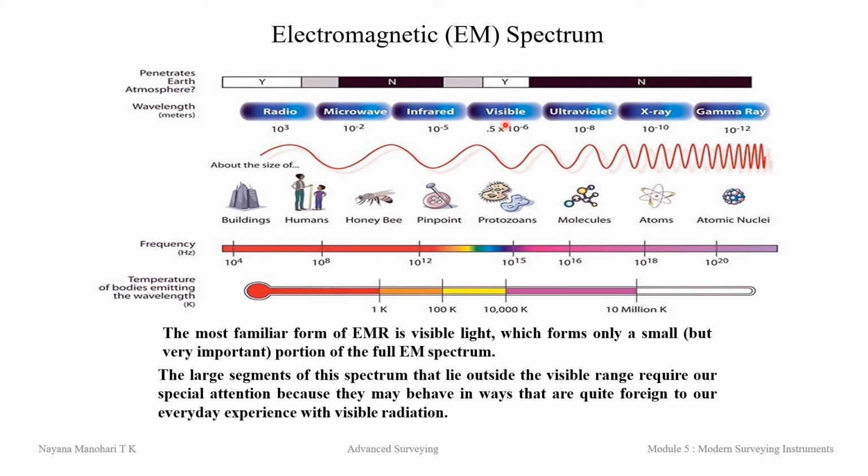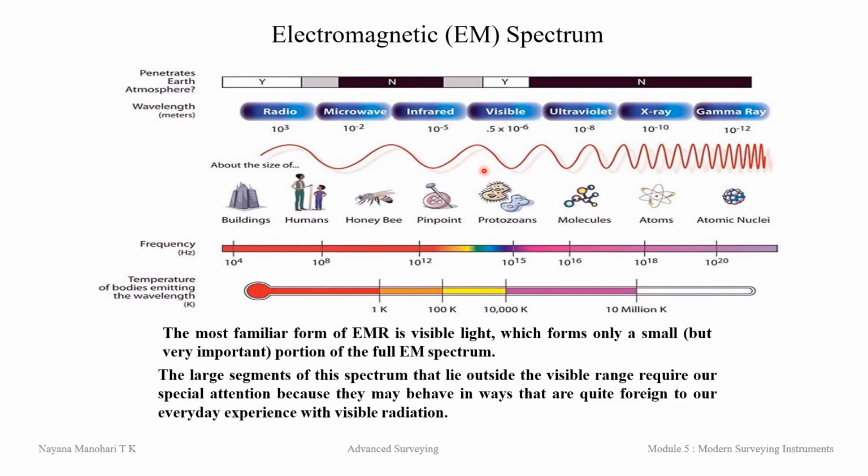The range of the electromagnetic spectrum or the waves are classified as, see this one, X-ray, gamma ray, ultraviolet, infrared, microwaves, and the radio waves. The Earth's atmosphere absorbs energy in the gamma ray, X-ray, and most of the ultraviolet region. Therefore, these regions are not used for remote sensing.